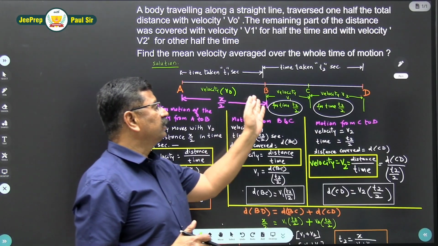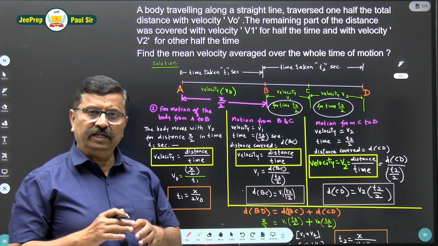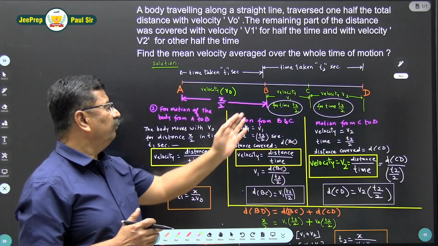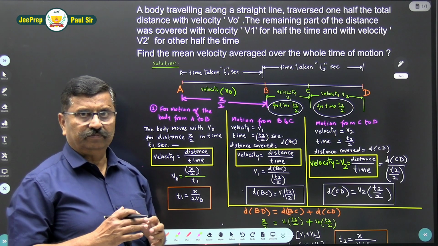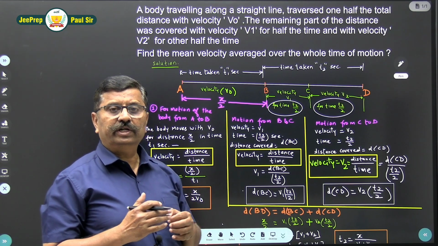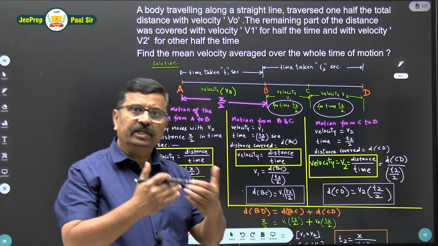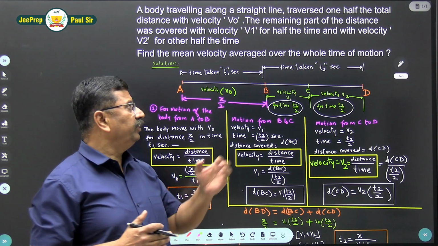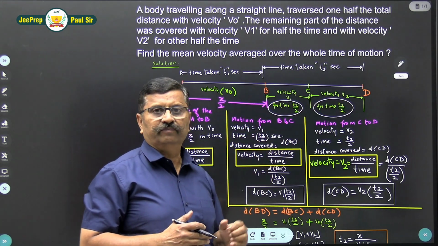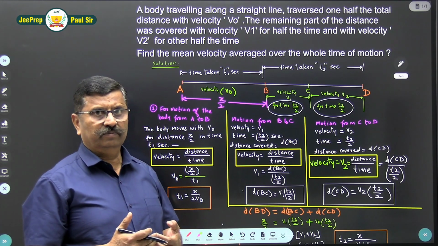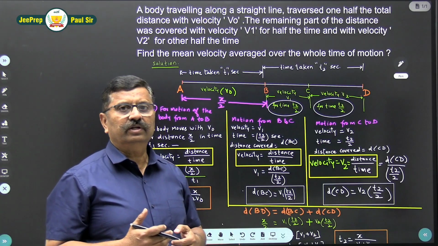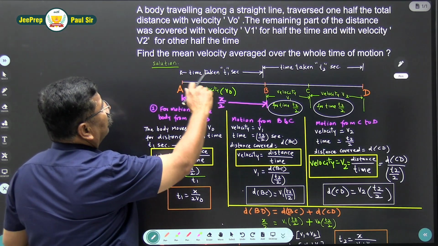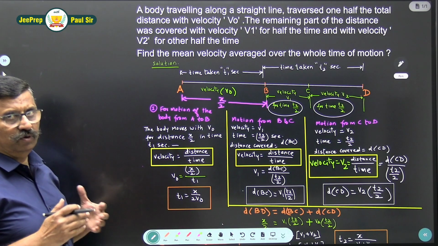Now the body has to cover the distance BD. The body takes time t2 seconds to cover distance BD, that is, to reach point D from point B. But for half of the time the body travels with velocity v1 and for the remaining half of the time it travels with velocity v2. Let t2 be the time taken by the body to move from B to D. So for the first t2 by 2 seconds the body travels with velocity v1 and for the next t2 by 2 seconds with velocity v2. We want to find the mean velocity averaged over the whole time of motion.